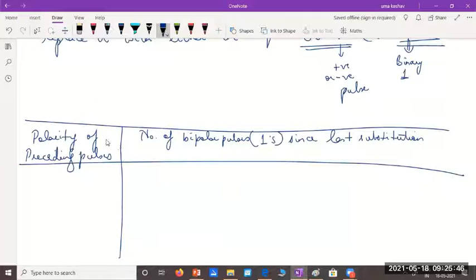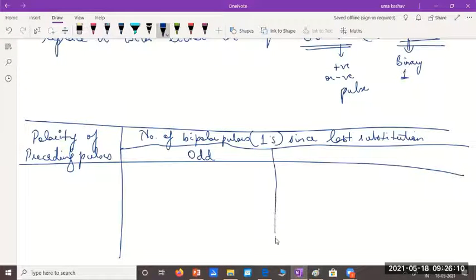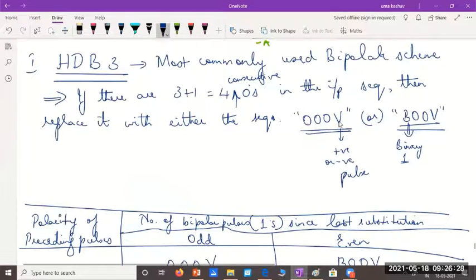So I have to take into consideration 2 important things. First is the polarity of the preceding pulses. Next is the number of bipolar pulses or ones since my previous substitution. And again, here also, I think I can divide it into: if the number of ones after the previous substitution were odd, then I will replace it with 000V. If it is even, then I will replace it with B00V.